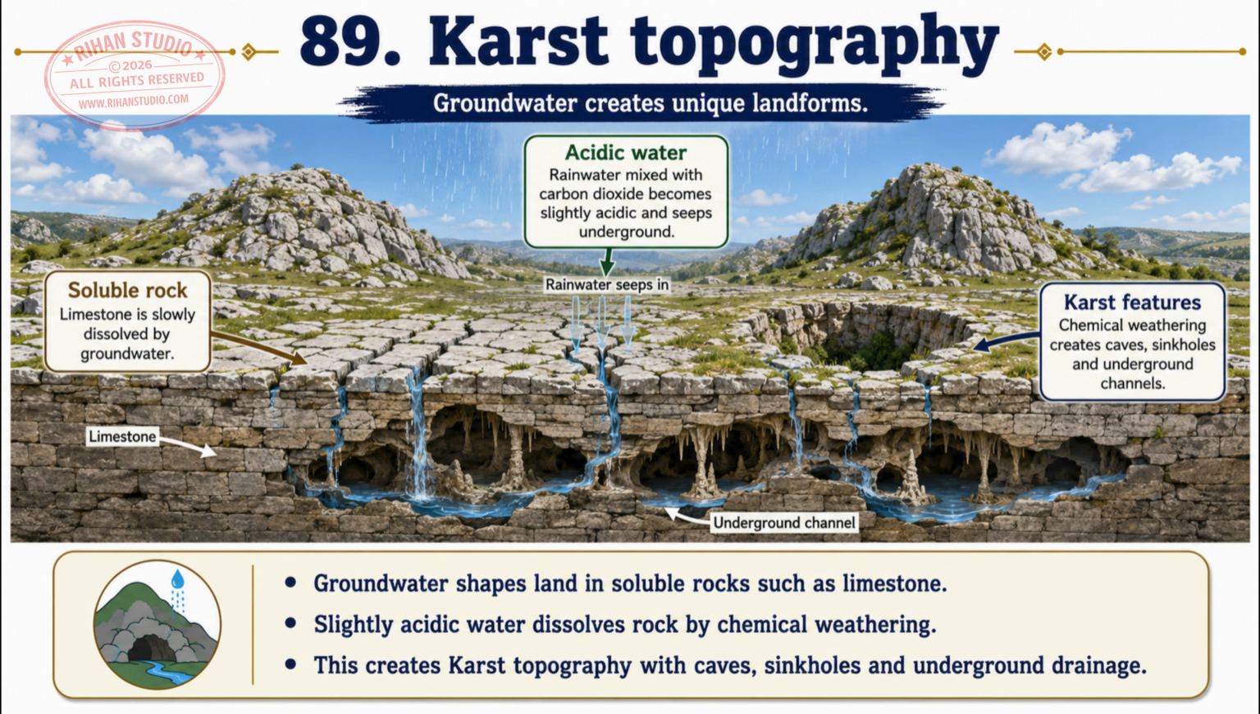As slightly acidic water seeps through, it slowly dissolves the rock by chemical weathering, creating a special kind of scenery known as karst topography, full of caves, sinkholes, and underground channels.